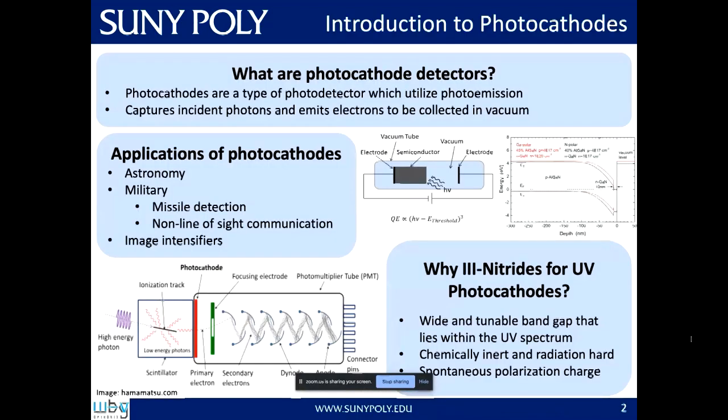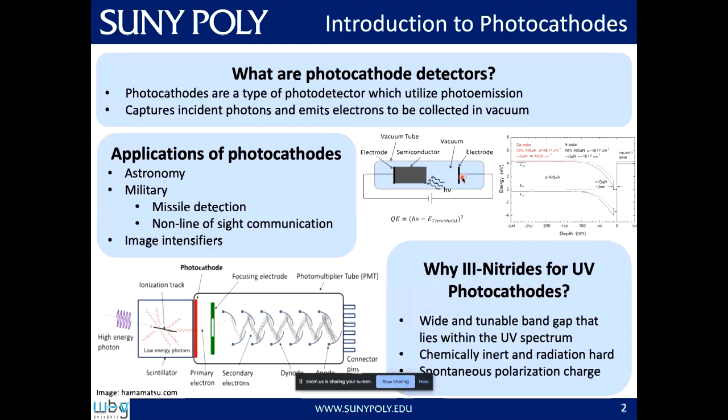Photocathode detectors are a type of photodetector which utilize the photoemission process. They capture incident photons, so this could be light from the sun or other stars and planets, and that light excites an electron within the semiconductor, which is then transported to the surface of the semiconductor, and if there's sufficient energy, it can be emitted and collected by an electrode over the surface.